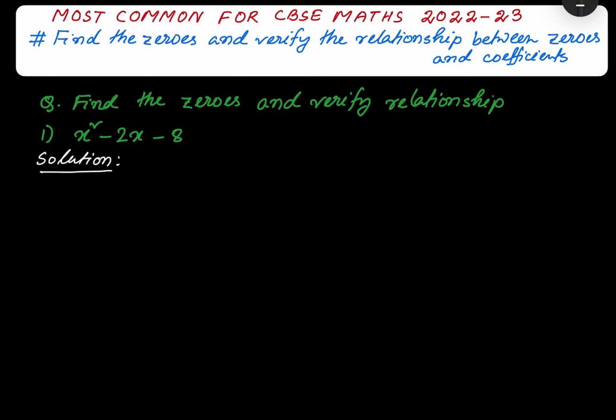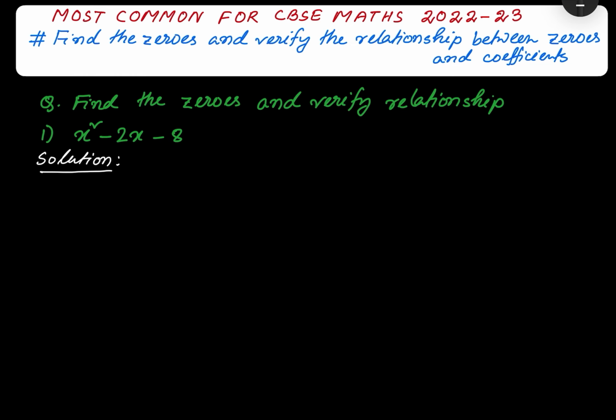Good evening, students. Today we will discuss the most common topic for CBSE Math 2022 and 23, that is, find the zeros and verify the relationship between zeros and coefficients. So here we will talk about mainly zeros of quadratic polynomial.